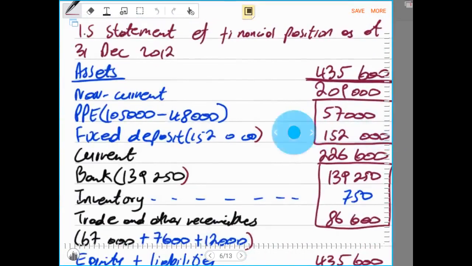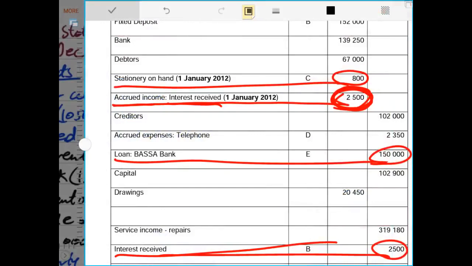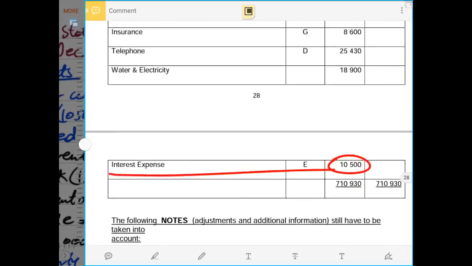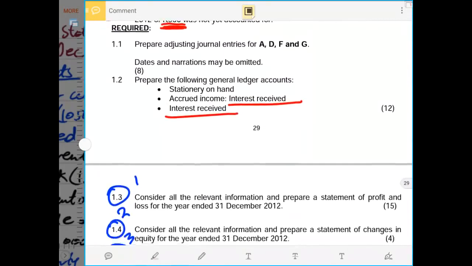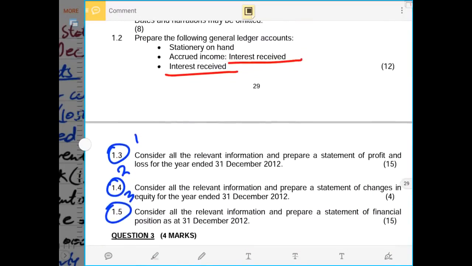With that being said, I think I've covered all these requirements, 1.1 and 1.2, 1.3, 1.4, and these are the major ones.